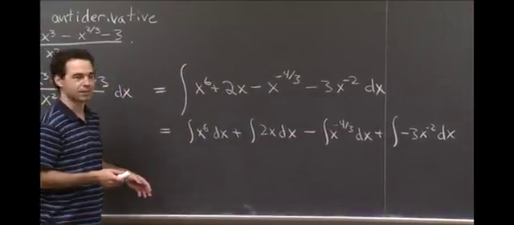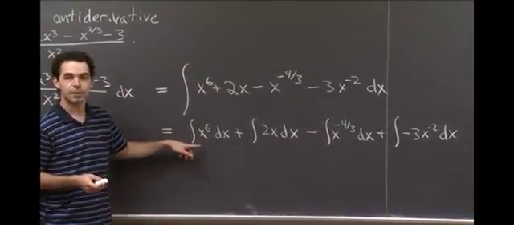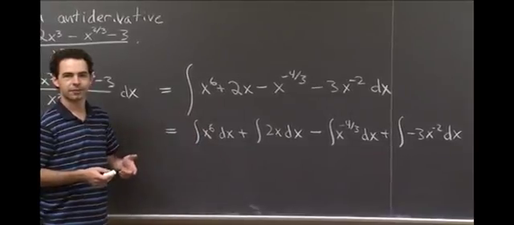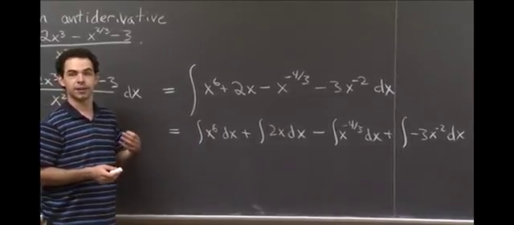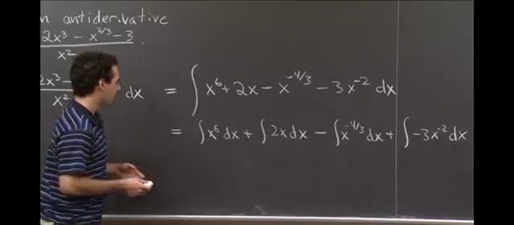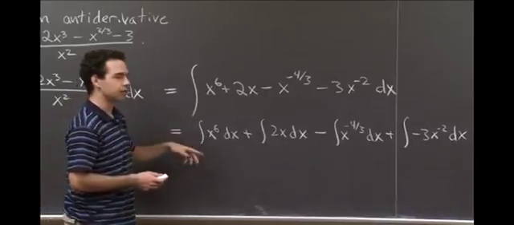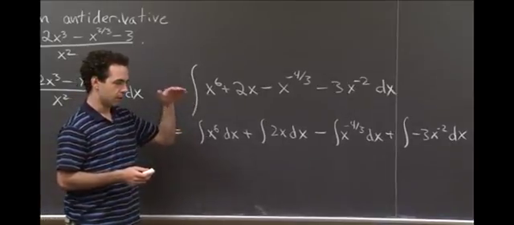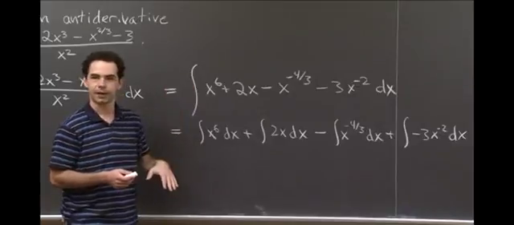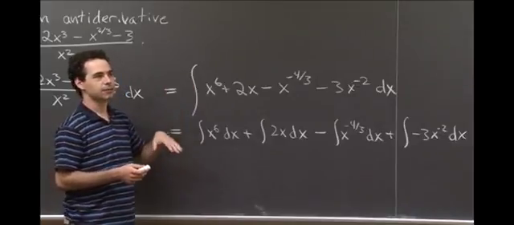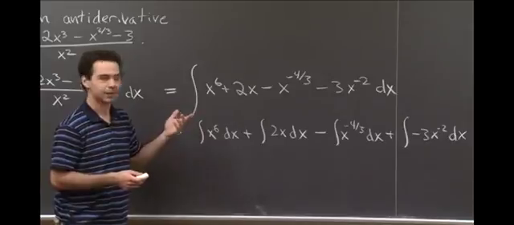It's either way. Now we just need to remember our formulas for taking the antiderivative of a power of x. When you take a derivative, the power goes down by 1. So if you take an antiderivative, the power will always go up by 1.